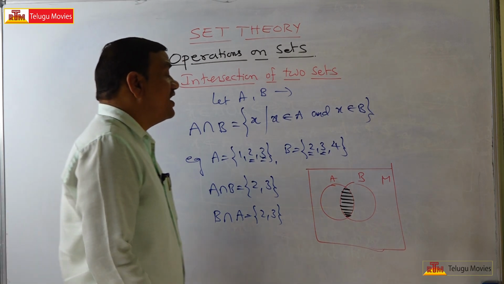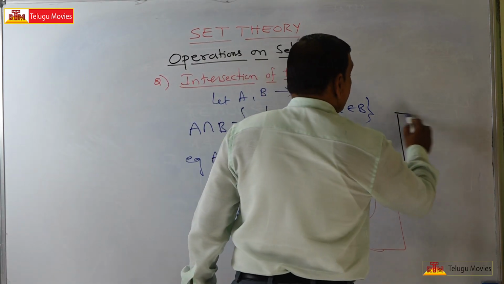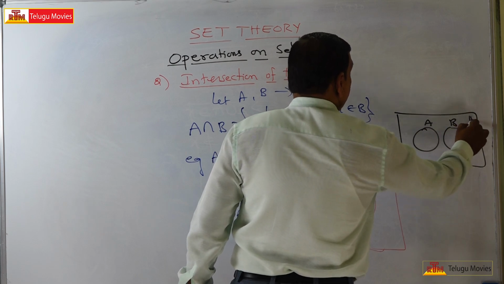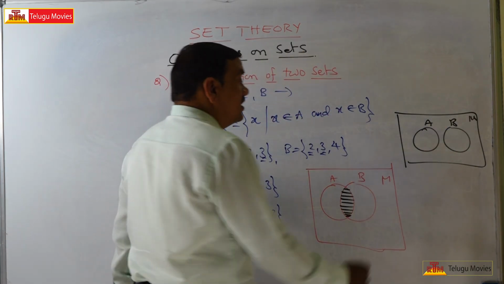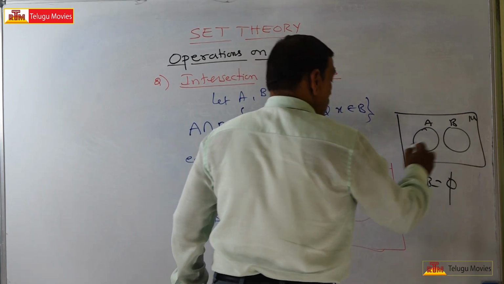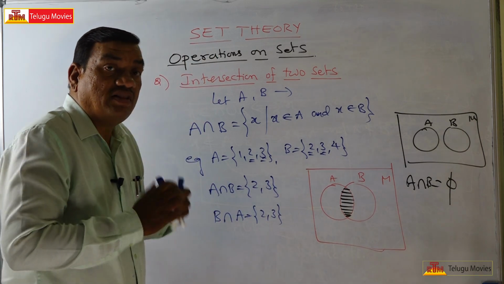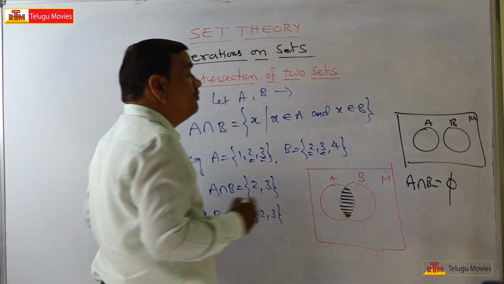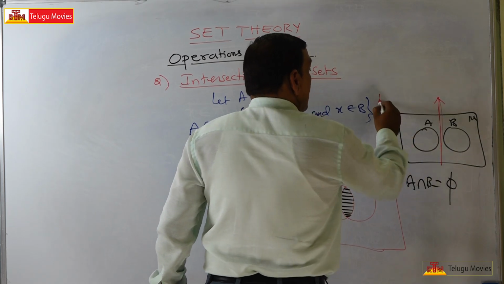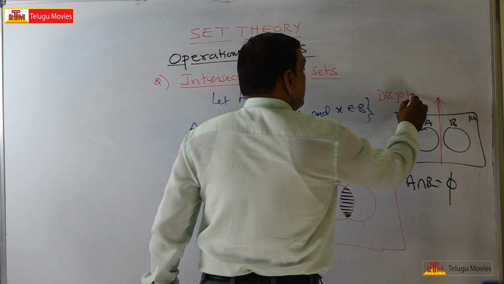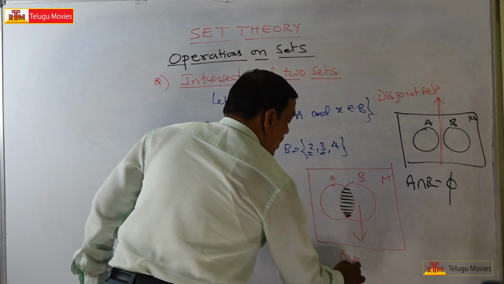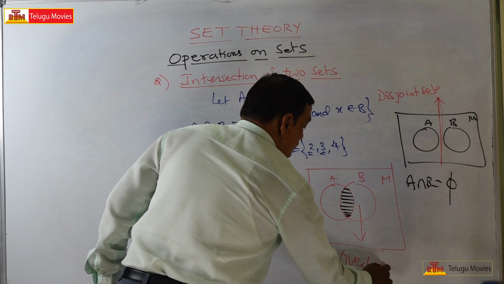Okay, now, sir, what about if they are not overlapping? They are called disjoint sets. Then what about A intersection B? Is there any common element? No common element. That is the null set. So when there is no common element between two sets, they are called disjoint sets. And these are called overlapping sets.